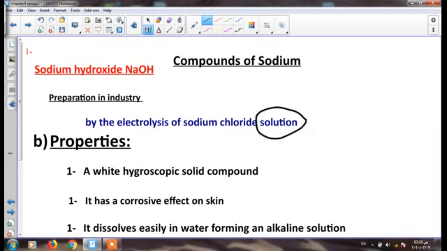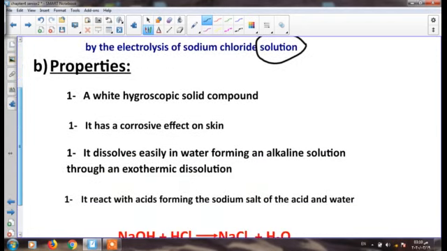Properties of sodium hydroxide: a white hygroscopic solid compound. We know that a hygroscopic substance absorbs water vapor from the atmospheric air. It has a corrosive effect on skin. It dissolves easily in water, forming an alkaline solution.